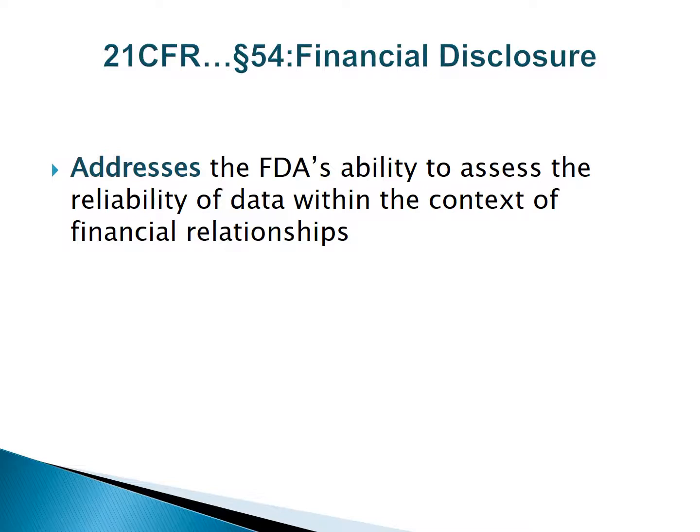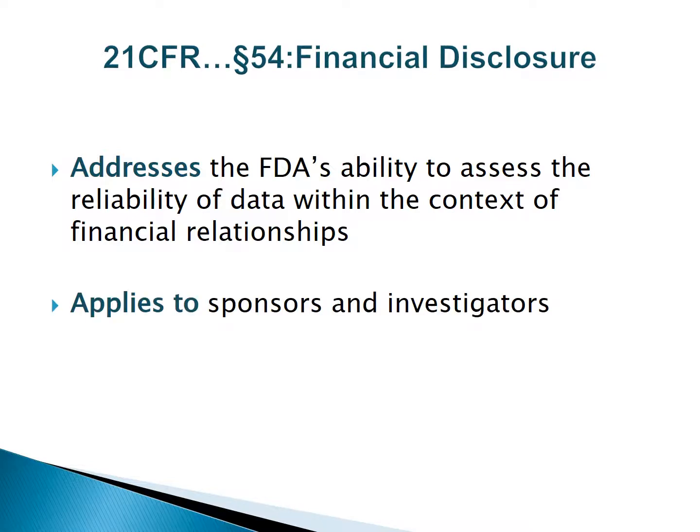54 talks about financial disclosure. It addresses the FDA's ability to assess the reliability of data within the context of financial relationships. We'll talk more about this when we get to the ethics class. But the IRB wants to know whether those financial relationships have maybe created some bias. It applies to all the sponsors and all the investigators.